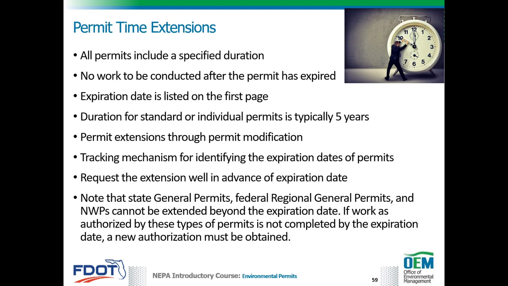Note that state general permits, federal or regional general permits, and nationwide permits cannot be extended beyond the expiration date. If work as authorized by these types of permits is not completed by the expiration date, a new authorization must be obtained. All federal and nationwide permits are issued on a 5-year basis, and therefore all expire on the same date. Current nationwide permits will expire on March 18, 2022.